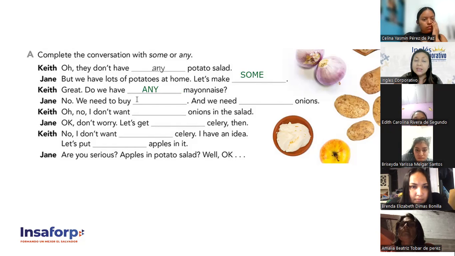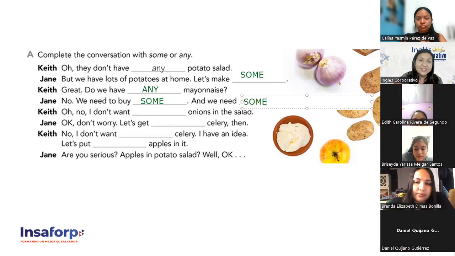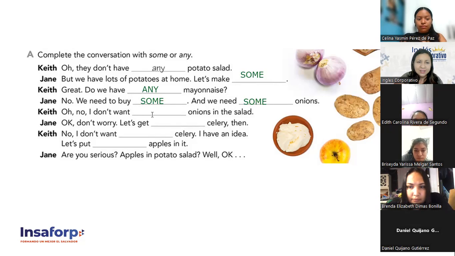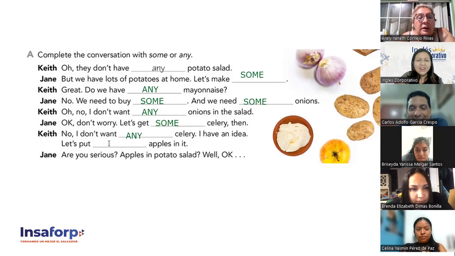No, we need to buy some onions. Exactly. Oh no, I don't want any. I don't want any onions in the salad. I don't like it. Okay, don't worry. Let's get some celery then. No, I don't want any celery. I have an idea. Let's put some apples in it. Are you serious? Apples in potato salad? Well, okay. Yeah, this person doesn't like onions and celery and apples either. Do you like onions in the salad?